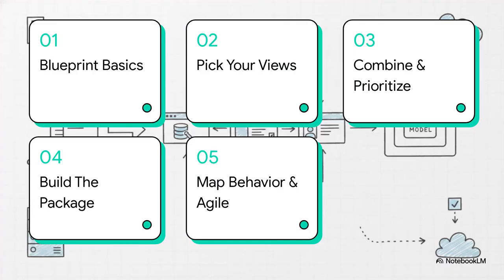To make this whole process foolproof, we're breaking this down to 5 overarching steps. Blueprint basics, picking your views, combining and prioritizing, building the package, and finally, mapping behavior while staying agile.